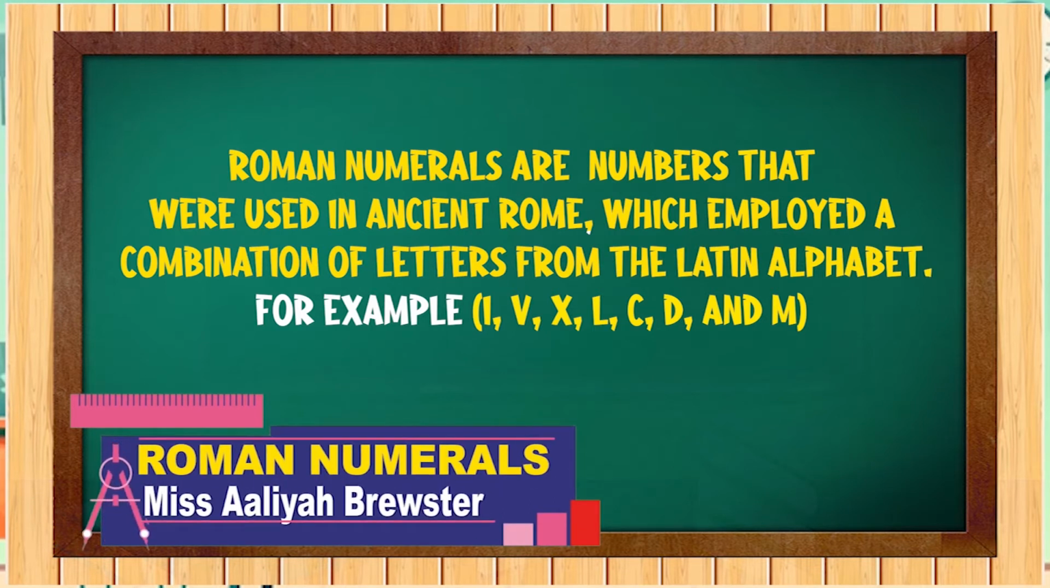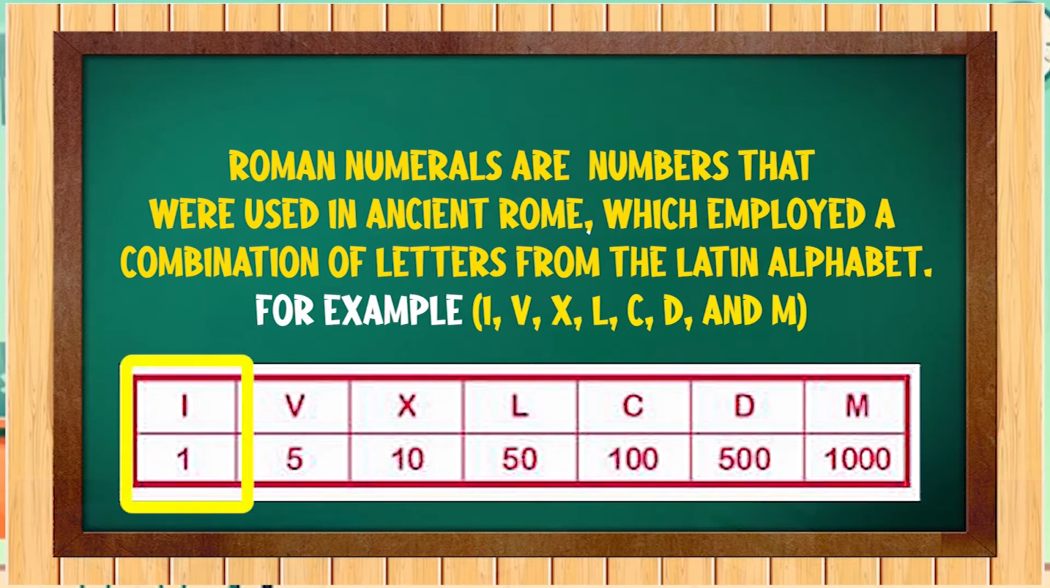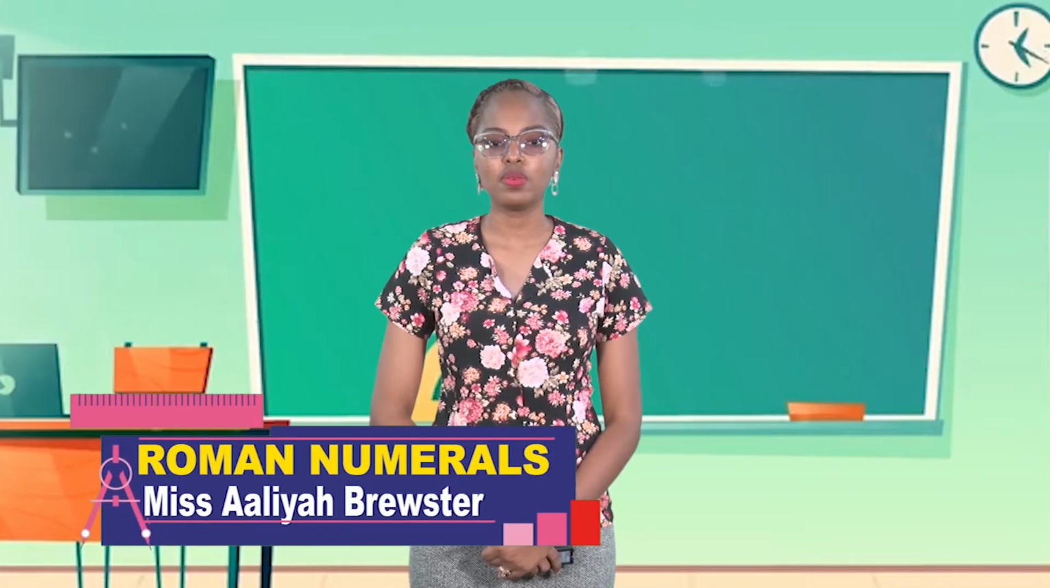For example, they used the letters I, V, X, L, C, D, and M. For Roman numerals, I represents 1, V is the symbol used for 5, X is used for 10, L is used for 50, C is used to represent 100, while D is used to represent 500, and M is used to represent 1000.